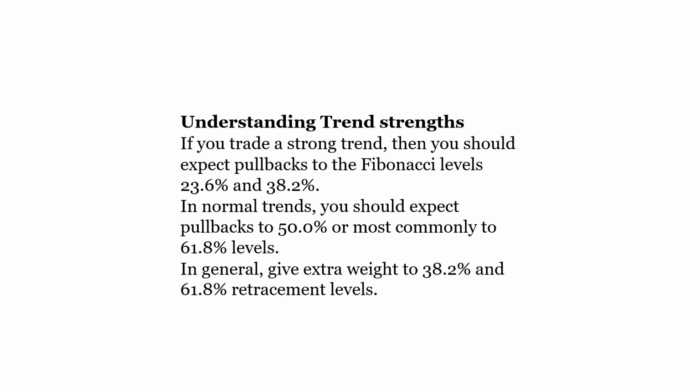If you trade a strong trend, then you should expect pullbacks to the Fibonacci levels at 23.6% and 38.2%. In normal trends, you should expect pullbacks to 50%, or most commonly to the 61.8% level. In general, give extra weight or extra meaning to 38.2% and 61.8% retracement levels.